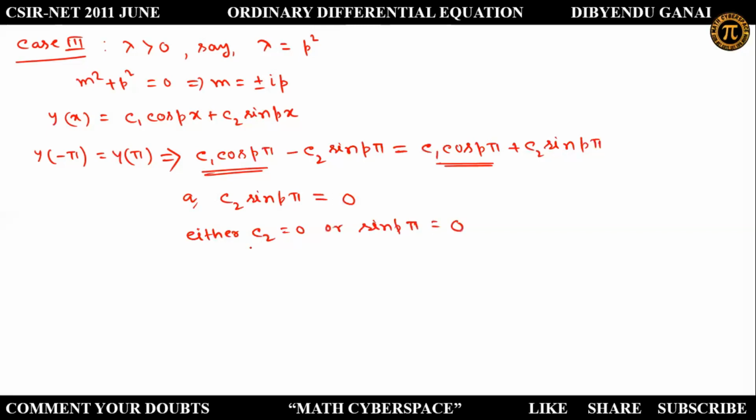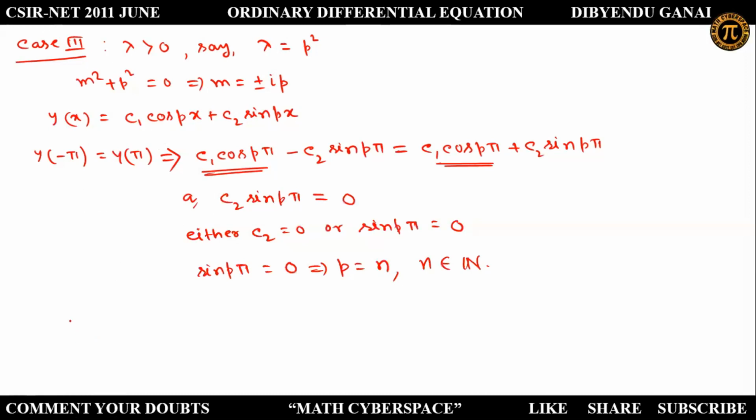We cannot take c2 equals 0, because if we choose c2 equals 0, then again we will get the trivial solution, right? So we are choosing sin p pi equals 0. That means p equals n, where n is a natural number.